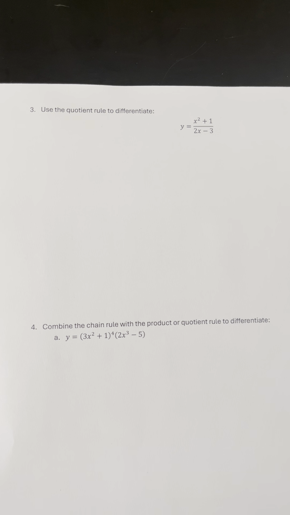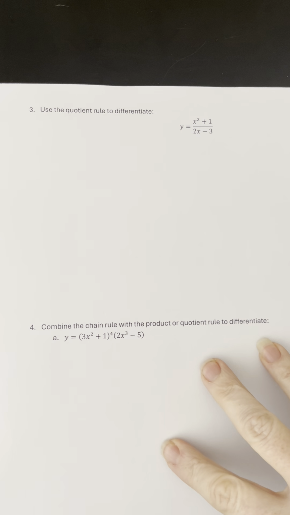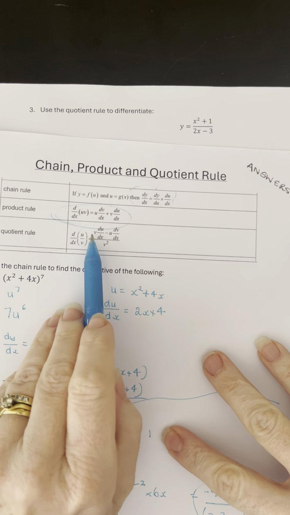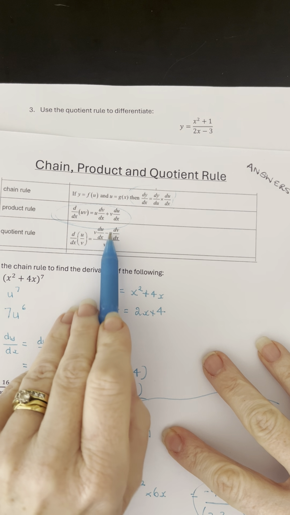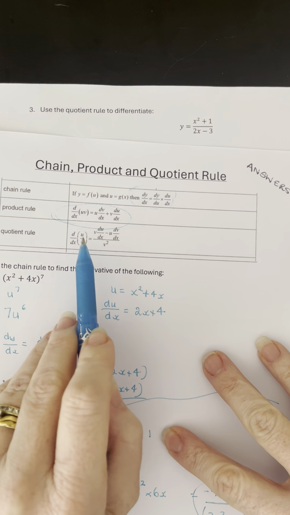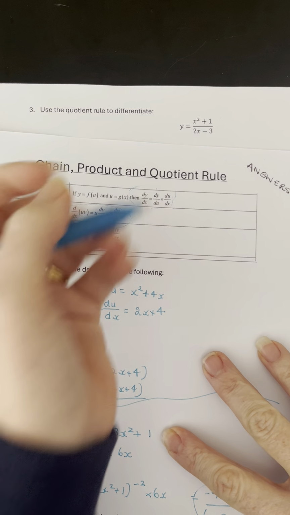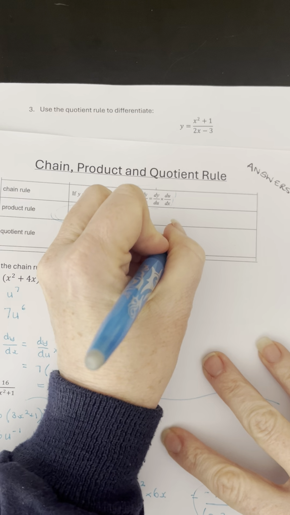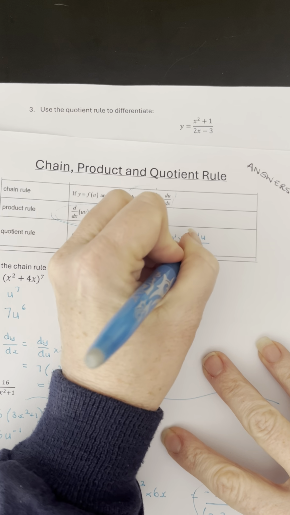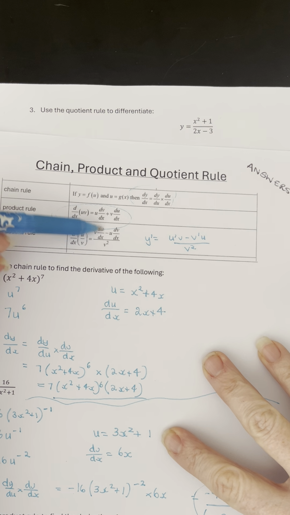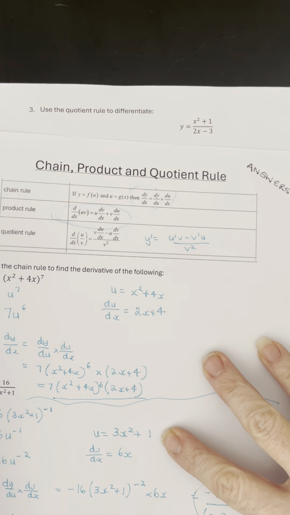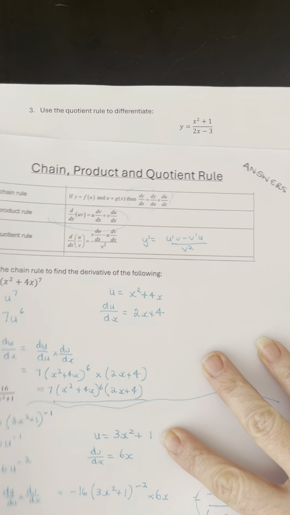Now again, I use a slightly different version for my quotient rule as well. So on your sheet, you have got v u dash minus u v dash there, and over v squared. I use y dash equals u dash v minus v dash u over v squared, but you'll see it's the same thing, because here's your u dash being multiplied by v, and then your v dash being multiplied by u. Again, like the product rule, it's just what I'm used to, and I've been doing it for a while, so I'm used to using that format.